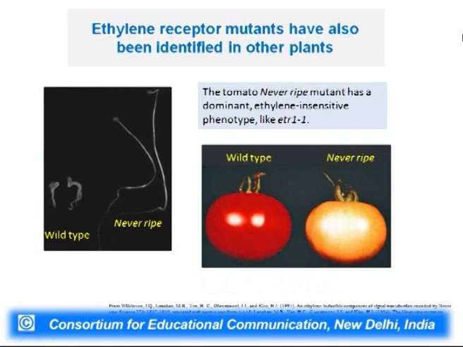So, this ethylene receptor mutant has also been identified in other plants, like in tomato. There is a mutant in tomato called the never ripe mutant. Like wild type, there is an ethylene response, shortening of the hypocotyl, but the never ripe mutant shows an elongated hypocotyl, as if it cannot read ethylene, and it also does not show ripening.